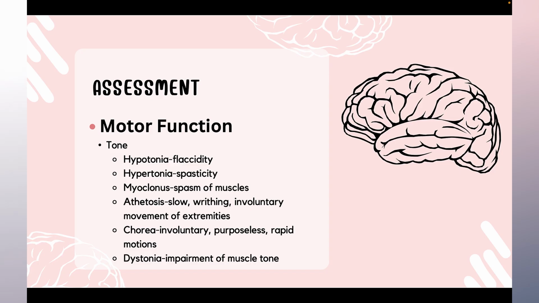Myoclonus is known as a spasm of the muscles. So you'll see that if somebody has a tic or a tremor, that's considered a myoclonus. Athetosis is slow, writhing, involuntary movement of the extremities. You can see that in diseases like Parkinson's. Chorea is pretty unique to Huntington's disease, and this is just involuntary, purposeless, rapid motions that the patient does. They have no control over them. And then dystonia is the complete impairment of any muscle tone, and you'll see that too in patients typically with paralysis.